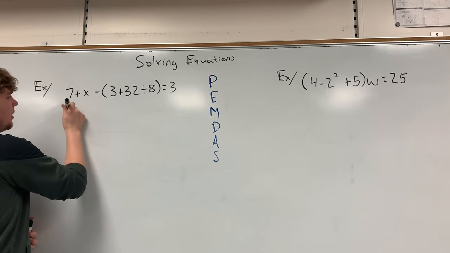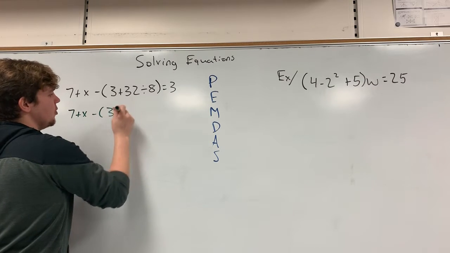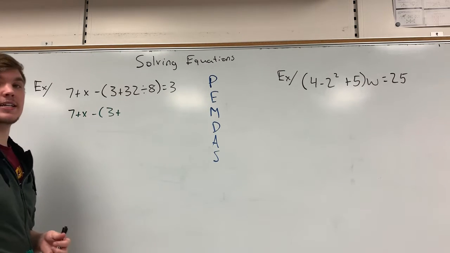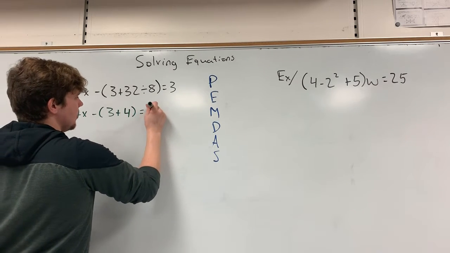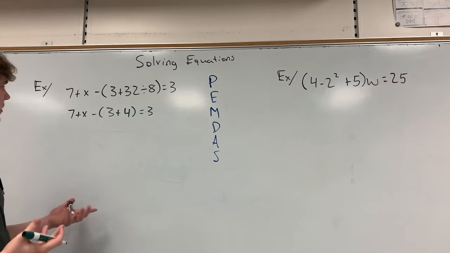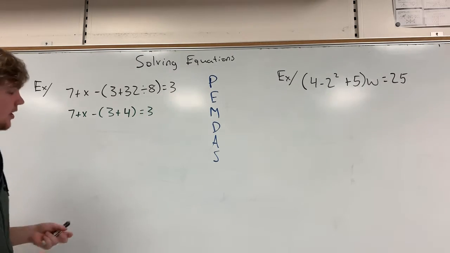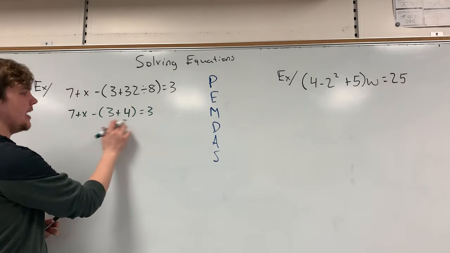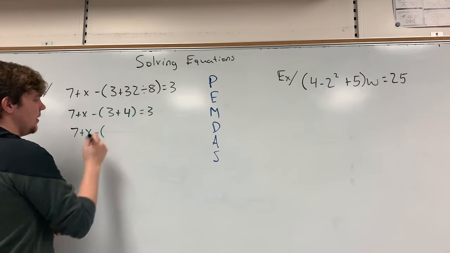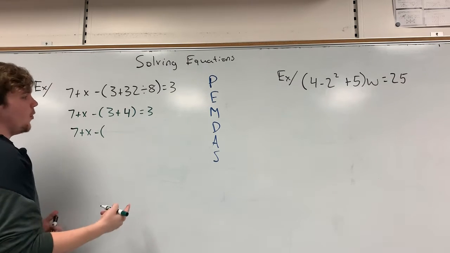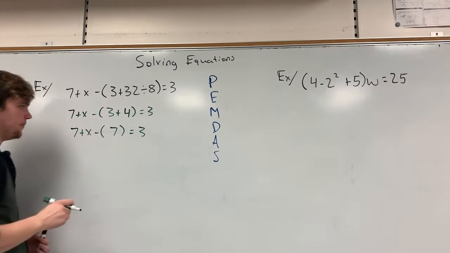Okay, so I'm going to rewrite everything, except now I'm going to do 32 divided by 8 is 4. 8 goes into 32 4 times. Okay, and then I still have a parenthesis there, so I can still simplify my parenthesis. Okay, so let's go ahead and simplify this guy here. So I still have 7 plus x minus, and 3 plus 4 is 7. And that equals 3. Right?